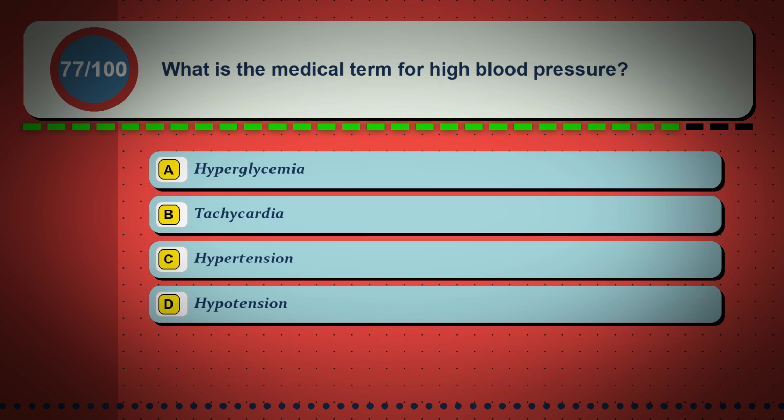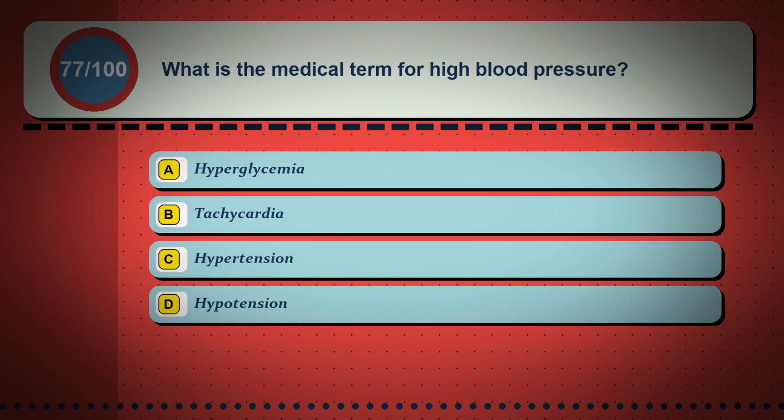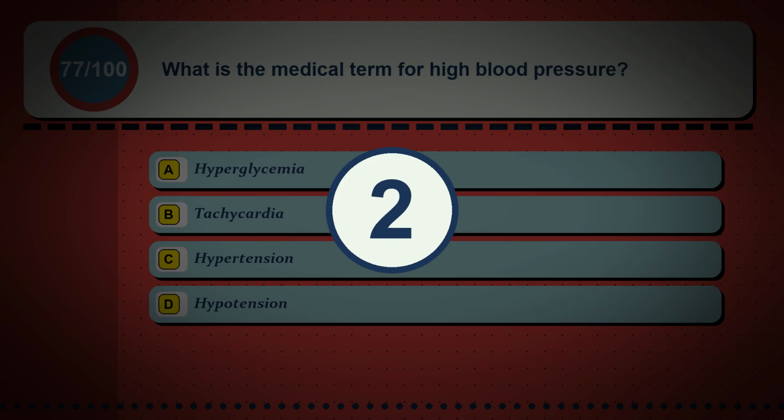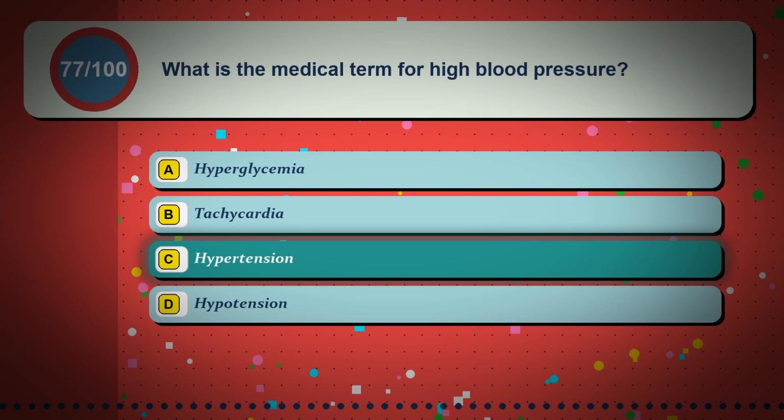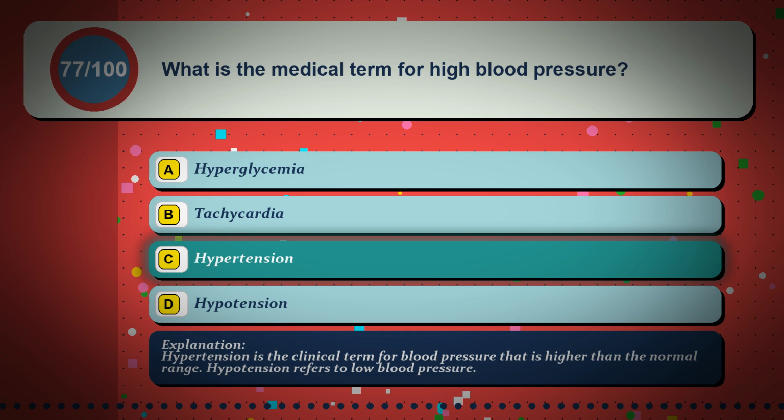Question 77. What is the medical term for high blood pressure? Option A, hyperglycemia. Option B, tachycardia. Option C, hypertension. Option D, hypotension. The correct answer is option C, hypertension. Hypertension is the clinical term for blood pressure that is higher than the normal range. Hypotension refers to low blood pressure.